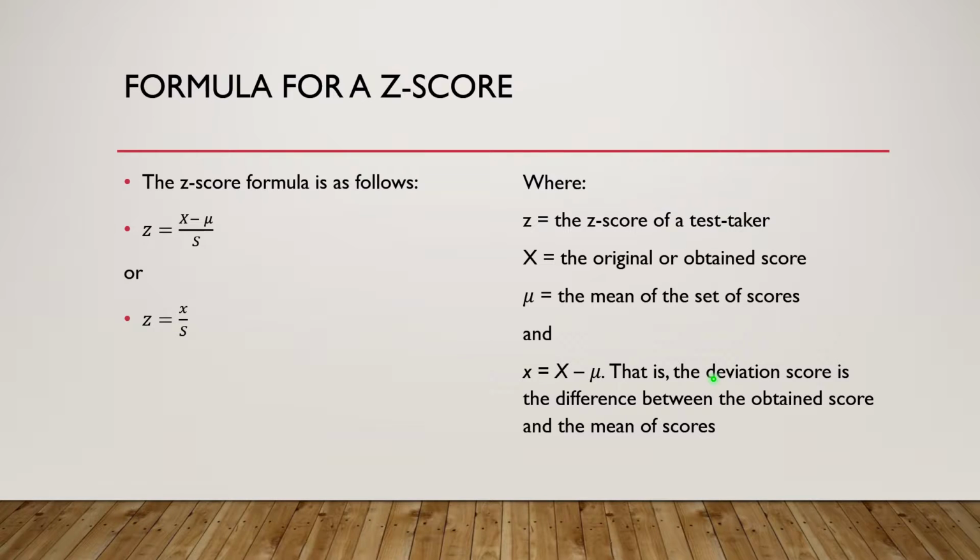With this material as background, it's fairly easy to get to a z-score. The formula for a z-score is over here on the left. The z-score formula is such that the z-score equals the obtained score minus the mean of the score over the standard deviation, or even more simply, the z-score simply equals the deviation of the score over the standard deviation. And over here on the right, I've explained each of the individual symbols if you'd like further reference.